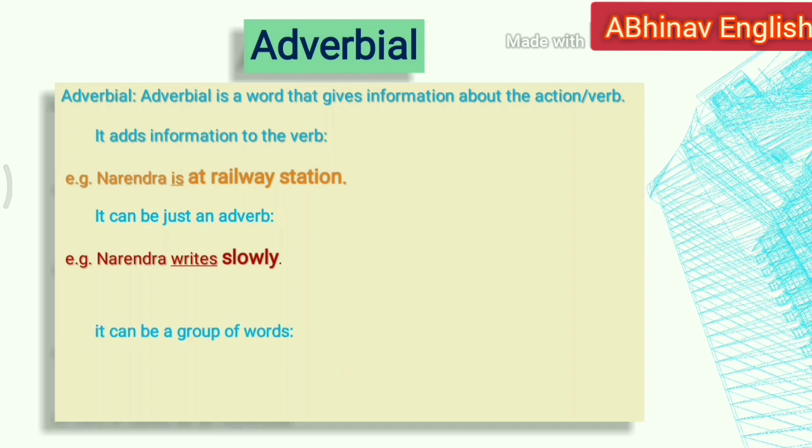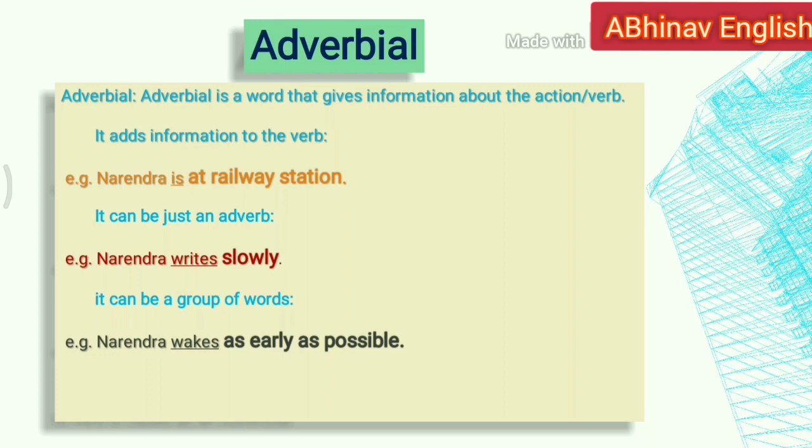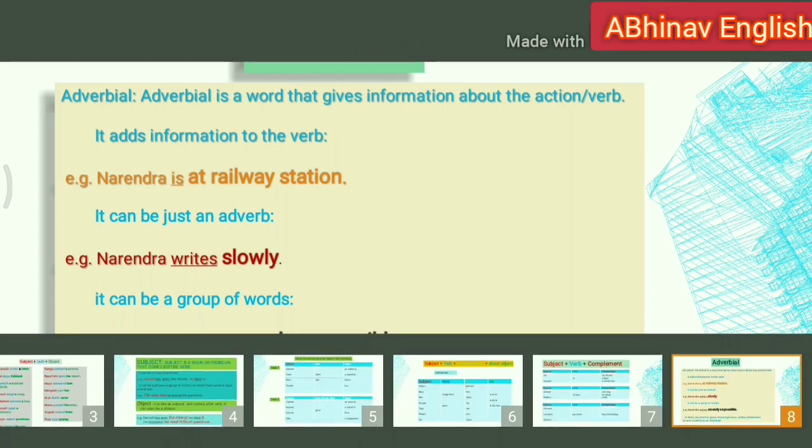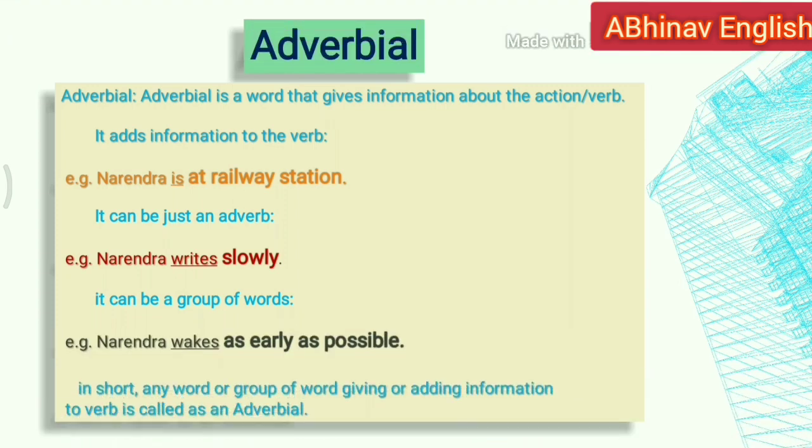It can be a group of words. Adverbial can be a group of words. See how? Narendra wakes as early as possible. As early as possible is a group of words, and that gives information about wakes, how, wakes when. So it is adverbial in the form of a phrase. In short, any word or group of words giving or adding information to a verb is called an adverbial.